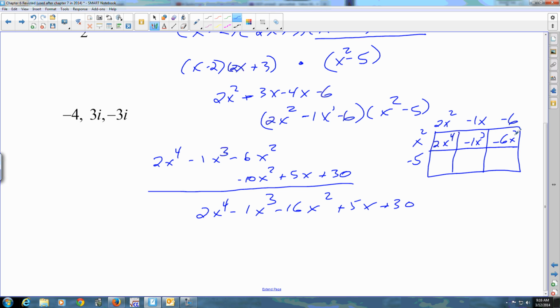Minus 6x squared. Then that would be minus, whoops, can't read that at all. Oh my goodness, so that would be minus 10x squared. And that would be 5x and 30. And now you just collect like terms. There's the 2x to the fourth. There's the minus 1x cubed. This would make minus 16x squared plus 5x plus 30. So there it is. Okay.